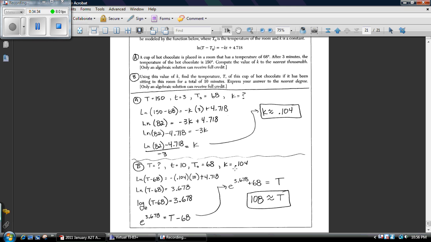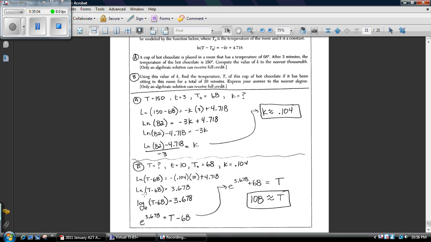Part B, using this value for K that you found in part A, find the temperature T of this cup of hot chocolate after it's been sitting in the room for 10 minutes. So now we got to rewrite all our variables again, right? We got to find T, the temperature of the hot chocolate. Well, the room temperature didn't change. It's still 68 degrees. Little t's changed, right? It's been sitting out now for 10 minutes. And we know how much K is. K is 0.104. So plug all that in.